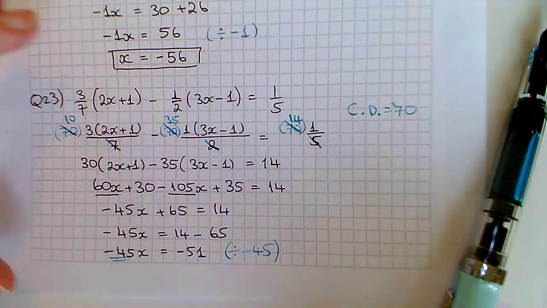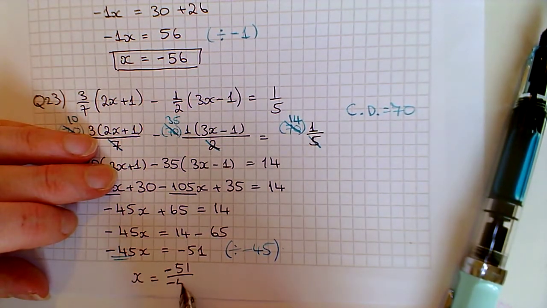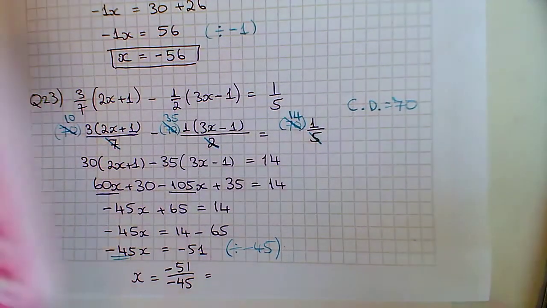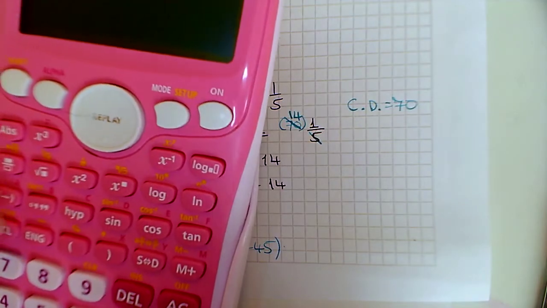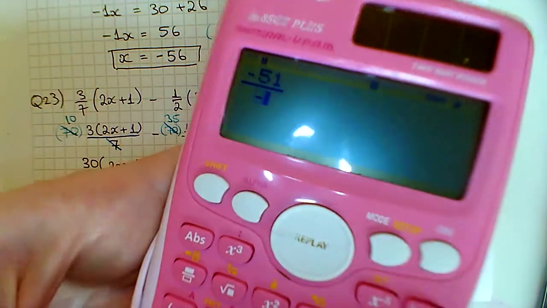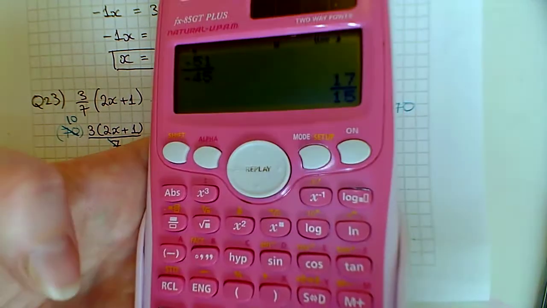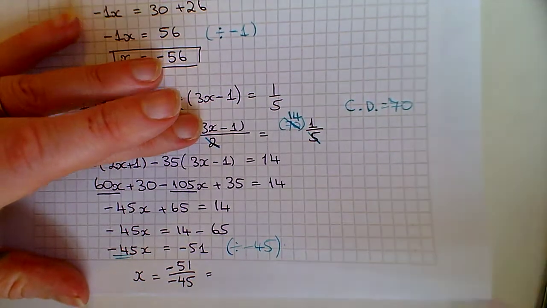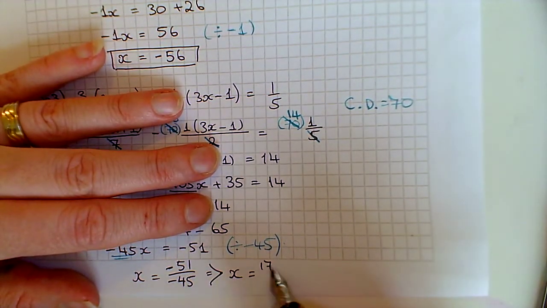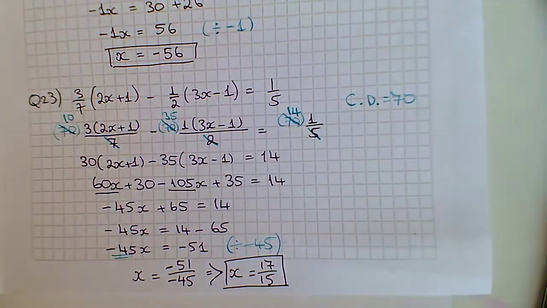meaning that x is going to be minus 51 divided by minus 45. And let your calculator do that work. 3 at least will go into both of them. Minus 51 over minus 45, and that will simplify to 17 over 15, and just leave it like that. So x is 17 over 15, and no need to change it to a decimal.